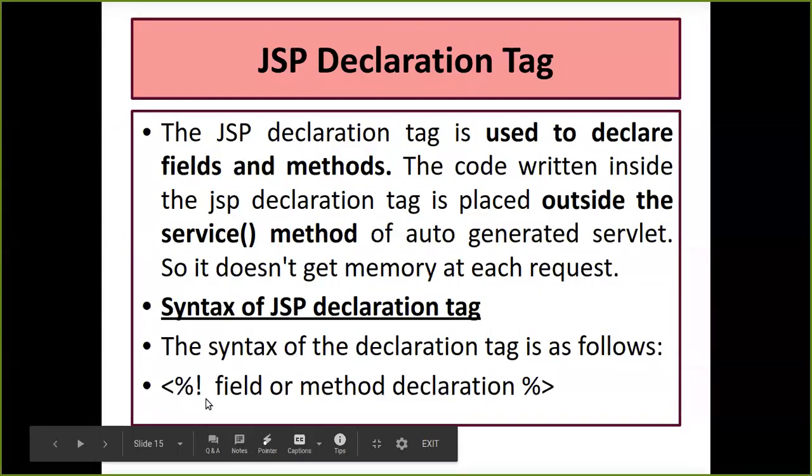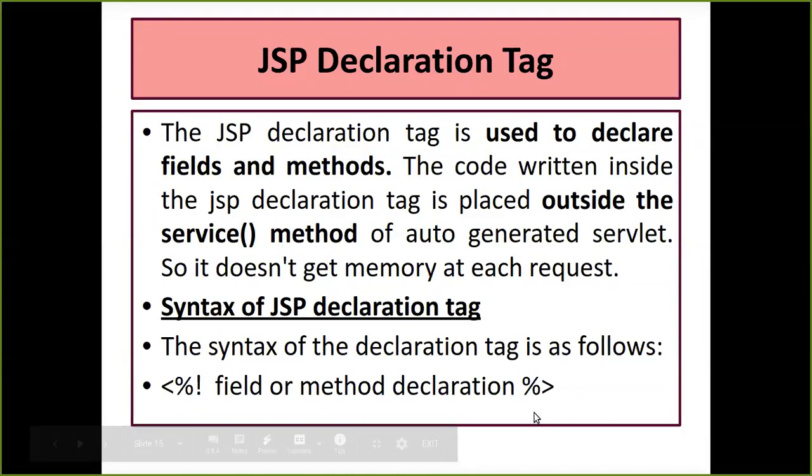Now here in the declaration tag, if I want to declare any method or a variable, I have to start with an exclamation mark. Again, don't confuse it with the client side comment. It starts with an exclamation mark, but it does not end with double hyphens. That is what makes the difference between your client side comment and your declaration tag.